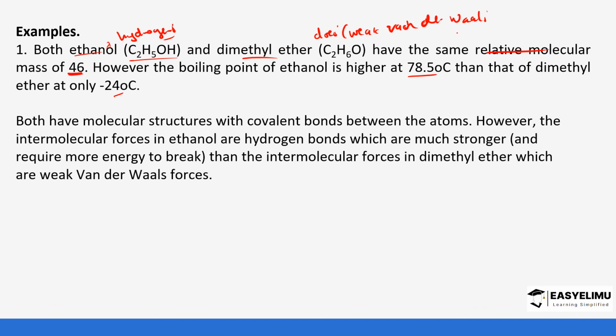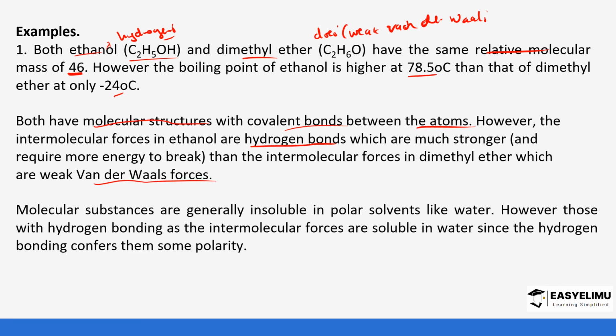So this is the answer. Both have molecular structures with covalent bonds between atoms, but ethanol has hydrogen bonds which are much stronger and require more energy to break, while dimethyl ether is bonded by only weak van der Waals forces, which are very weak and do not require a lot of heat. So molecular substances are generally insoluble in polar solvents, but we do have some specific molecular substances that dissolve in polar substances as long as they are polar in nature.